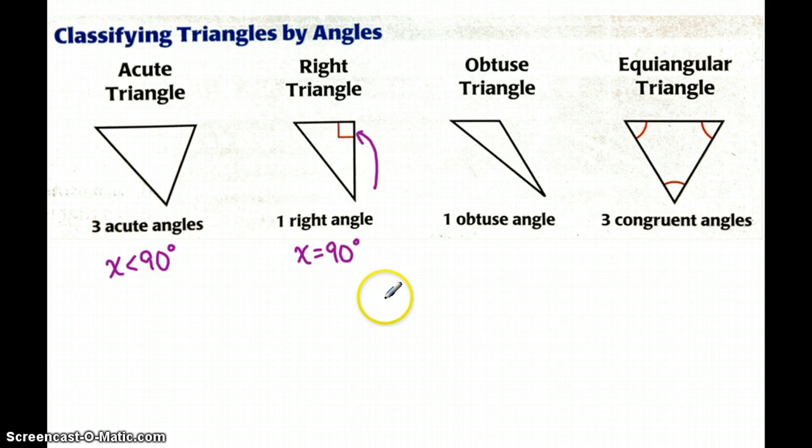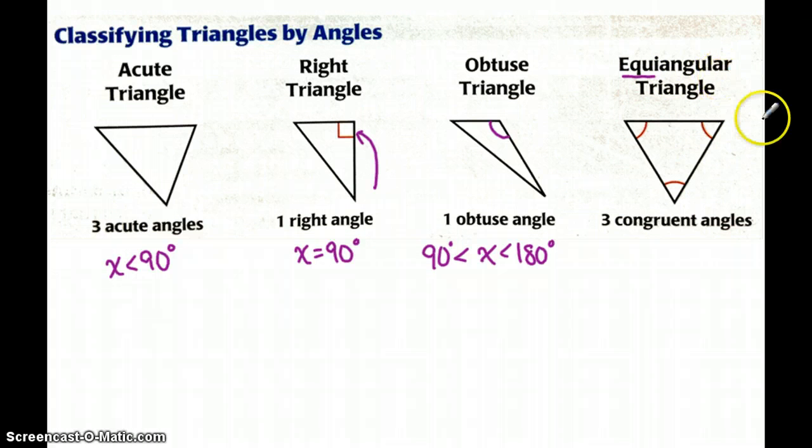Another option we have is an obtuse triangle. An obtuse triangle has an angle that's less than 180 degrees, but it also has to be greater than 90 degrees. And that angle is that one. Our fourth and final option is an equiangular triangle. Equi, remember, meaning equal. Angular, meaning our angles. So we have three congruent angles, and we can tell all three of those angles are congruent because they all have the same marks.